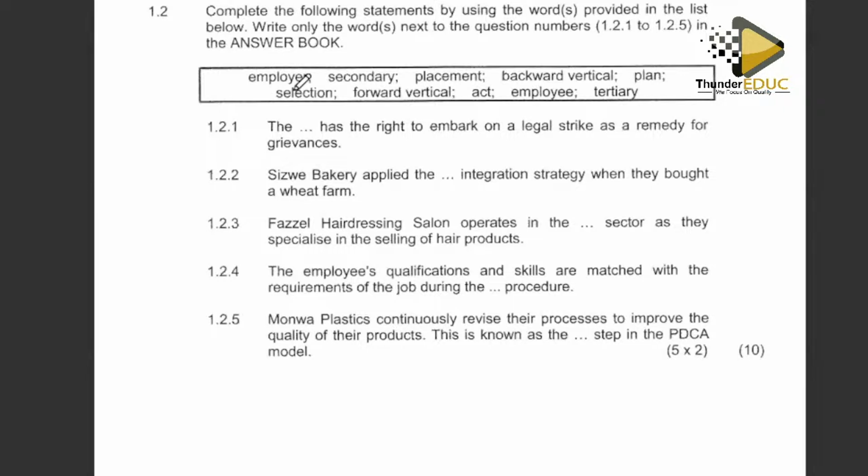Okay, right. So now 1.2.1 reads as follows. The dash has the right to embark on a legal strike as a remedy for grievances. So the answer here is going to be employees.